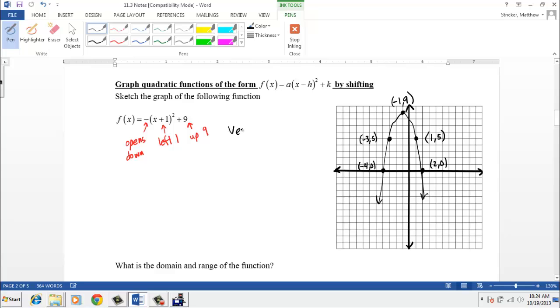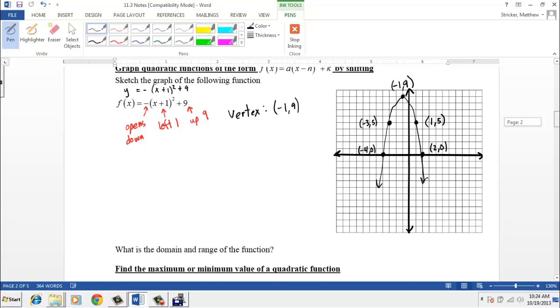Again, we wrote down that the vertex was at the point negative 1, 9, and we got some other points on the graph. So that's how we go about graphing this. The only difference between this and what we did before is before we called this y equals the rest of the stuff. But is there a difference between y equals and f of x equals? We know the answer to that question is no.